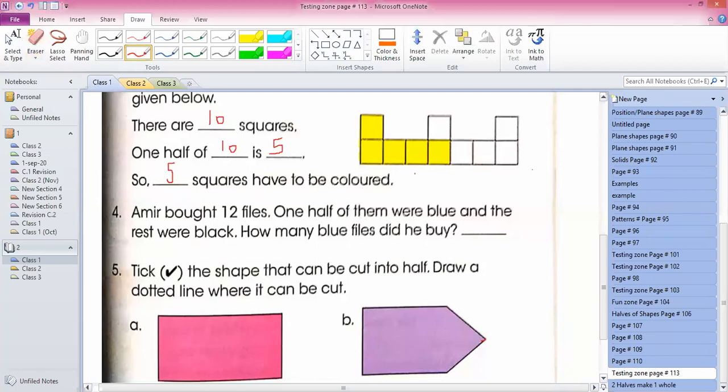I told you, to find out the half of any number, divide by 2. So 12 divided by 2 is equal to what? Check the table of 2. 2 multiplied by what will give you 12?